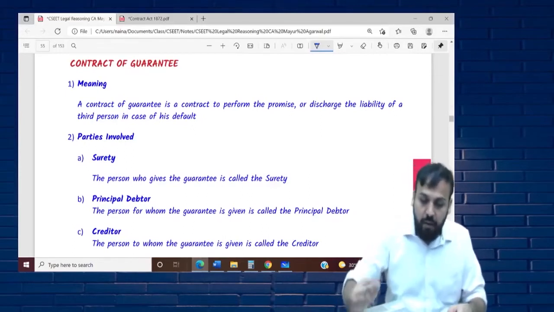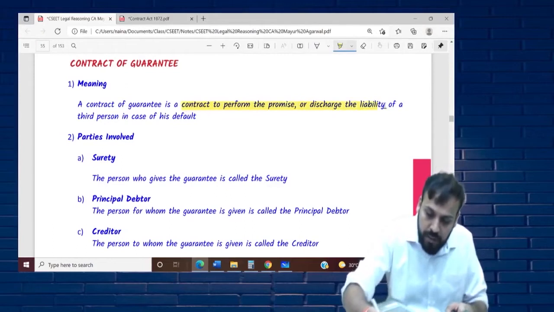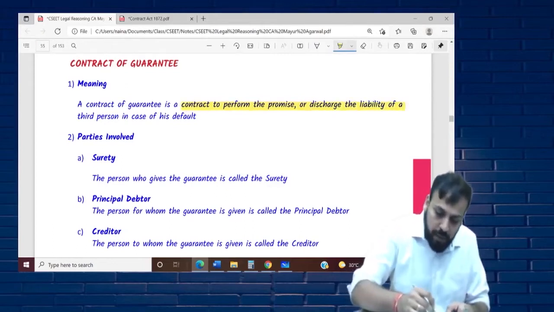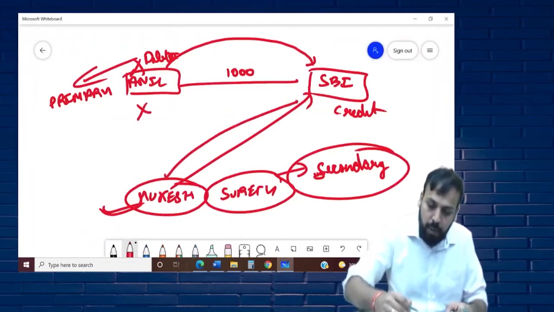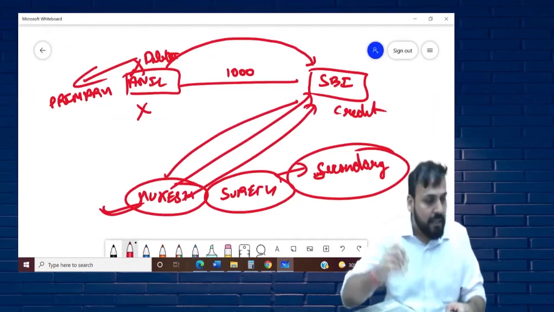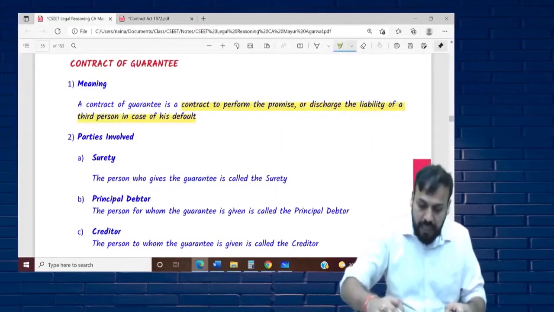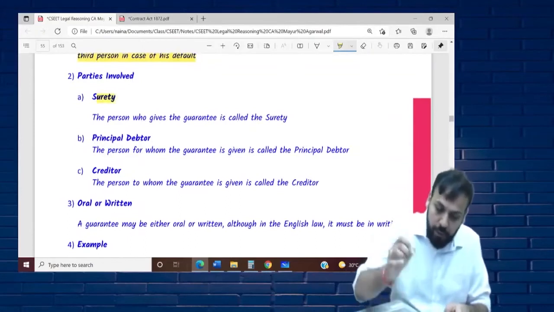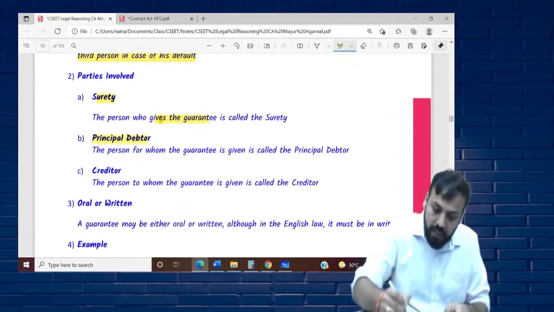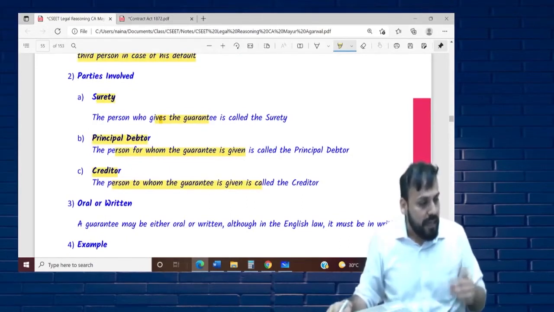So in a guarantee contract, what is happening? It is a contract to perform the promise or discharge the liability of a third party in case of default. If he defaults, the surety will fulfill the promise, the debts and the liabilities. In guarantee there are three parties: the surety who gives the guarantee, the debtor for whom it is given, and the creditor to whom it is given.